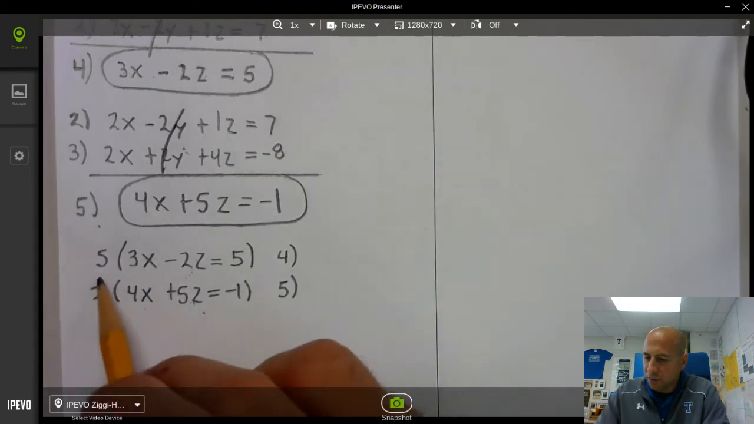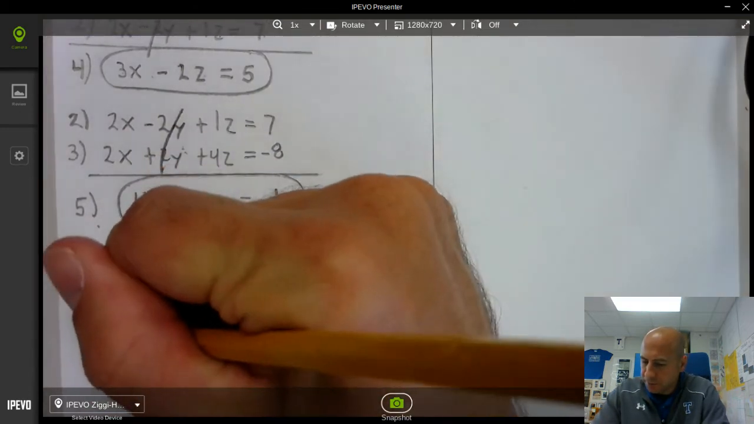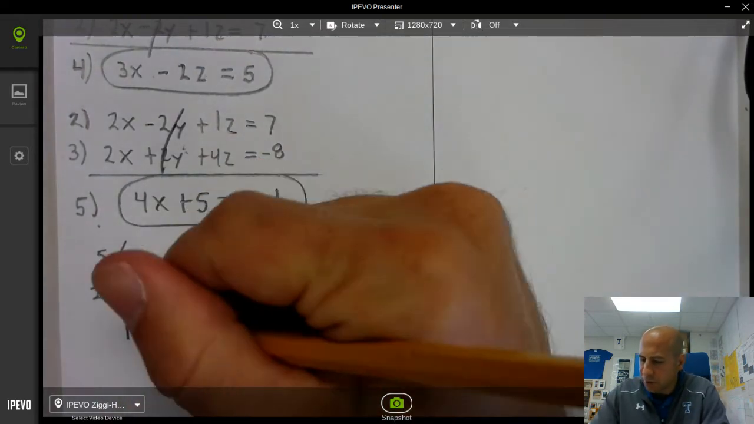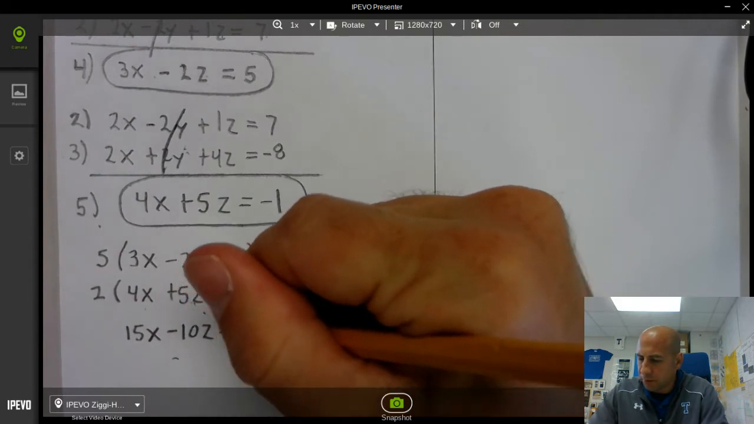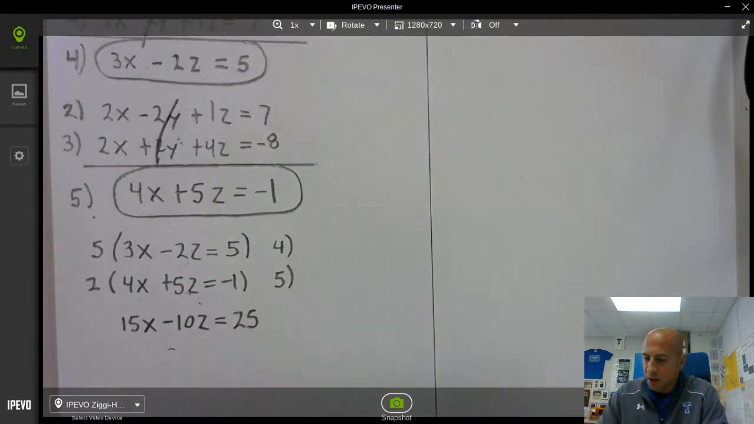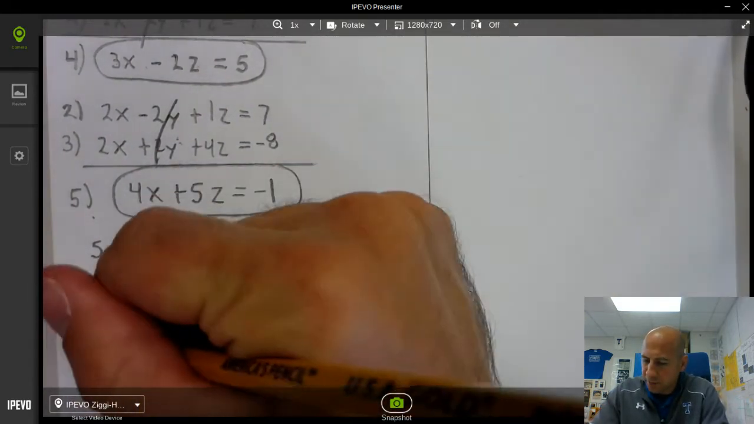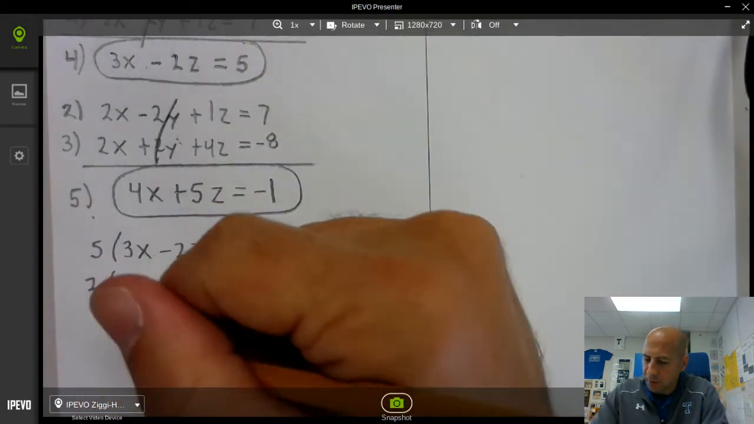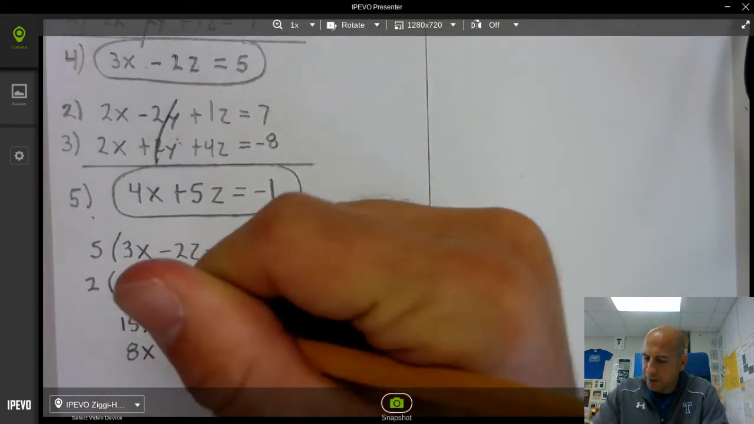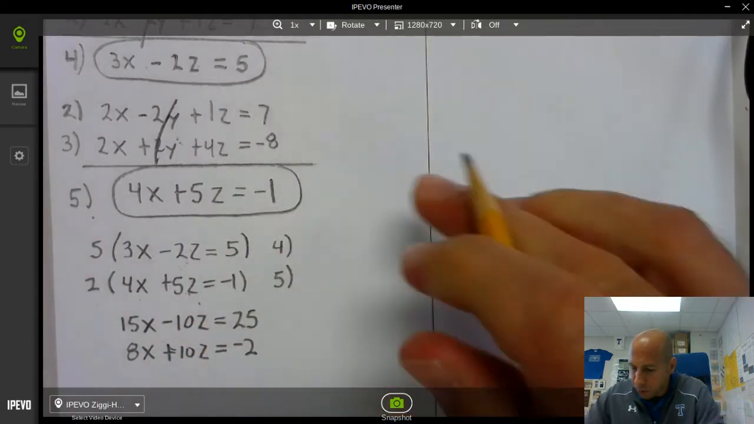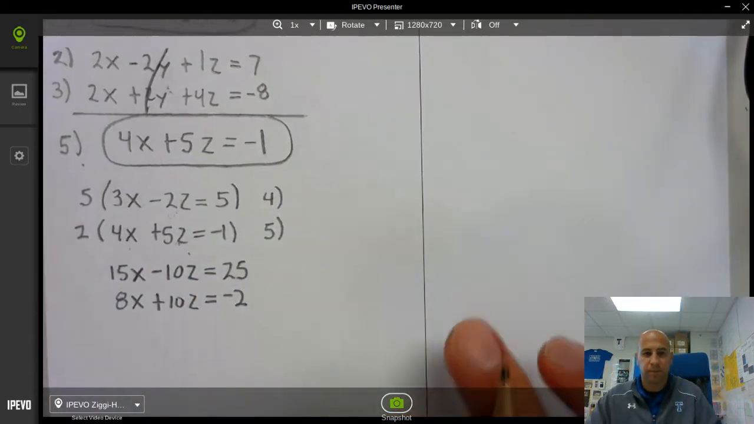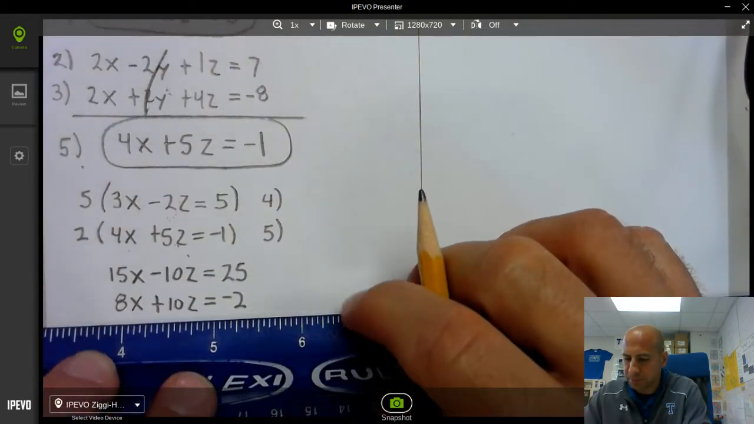Okay, so 5 times 3x is 15x. 5 times negative 2 is negative 10z. And then 5 times 5 is 25. And then 2 times 4x is 8x. 2 times 5 is 10z. 2 times negative 1 equals negative 2. Now the z's will cancel.